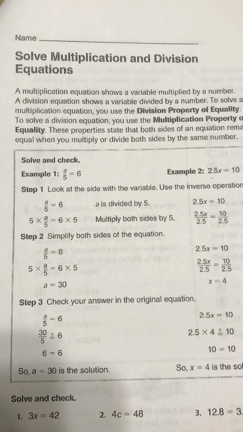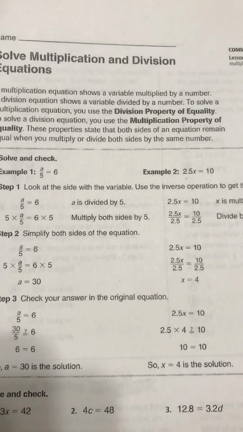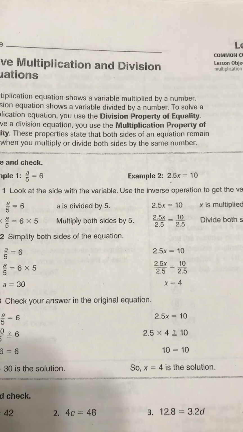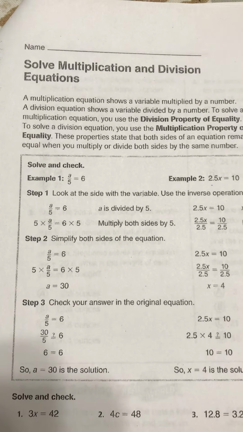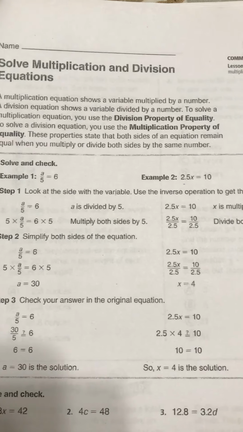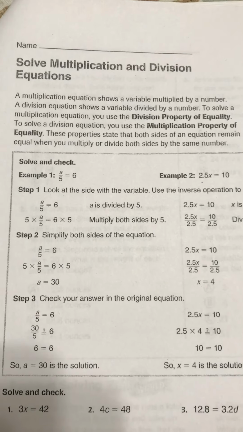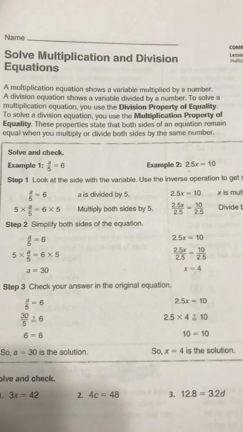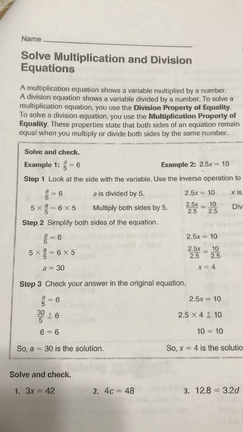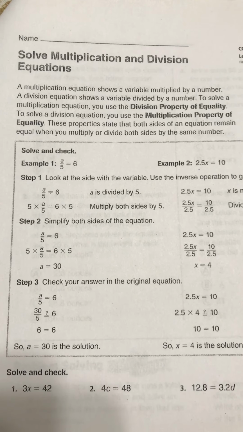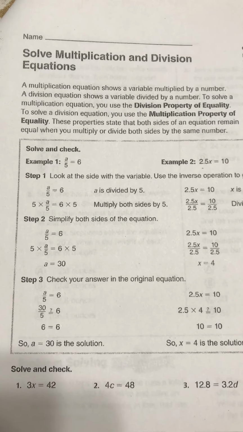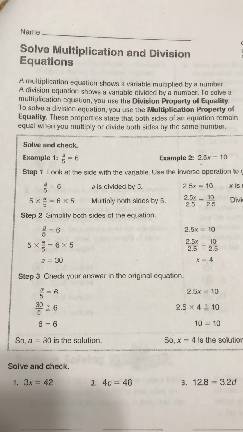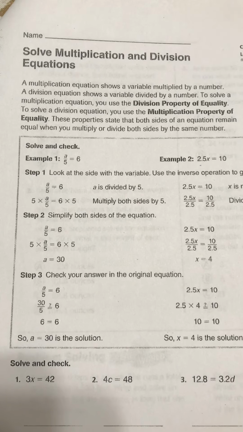A multiplication equation shows a variable multiplied by a number. A division equation shows a variable divided by a number. To solve a multiplication equation, you use the division property of equality. To solve a division equation, you use the multiplication property of equality. These properties state that both sides of an equation remain equal when you multiply or divide both sides by the same number. Okay, so let's look at the two examples they have here.